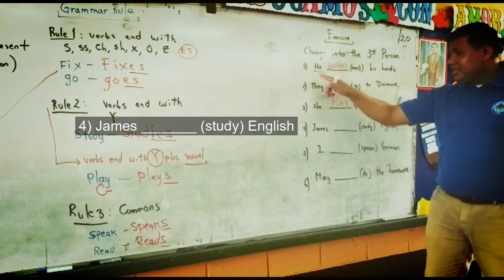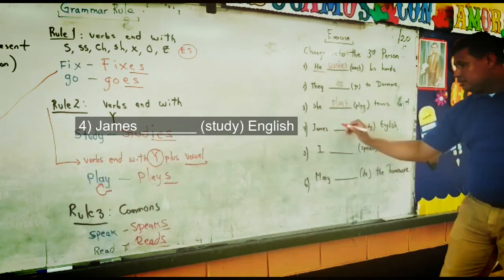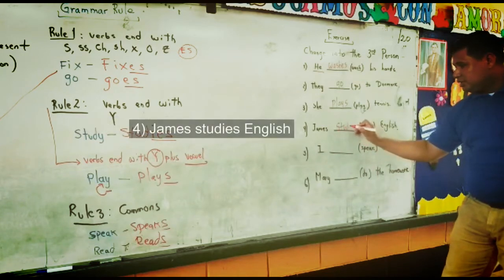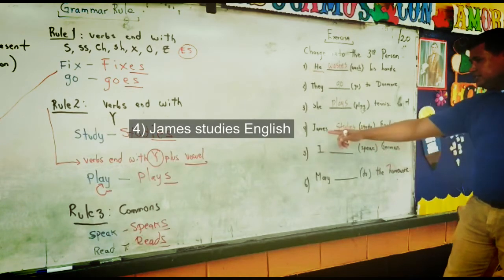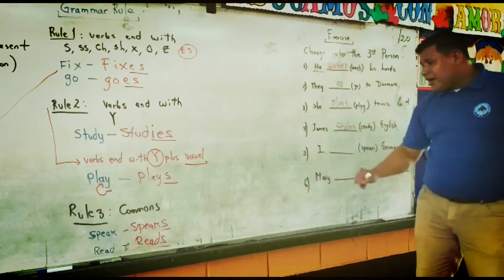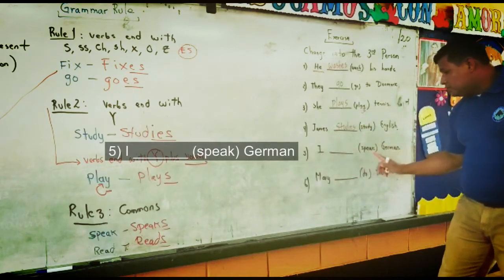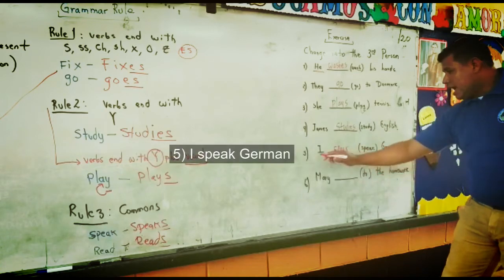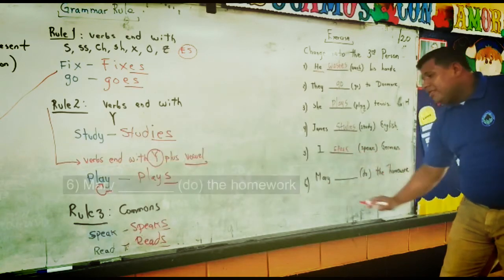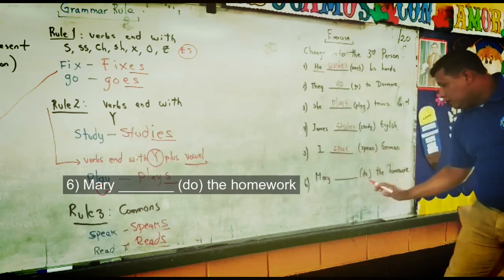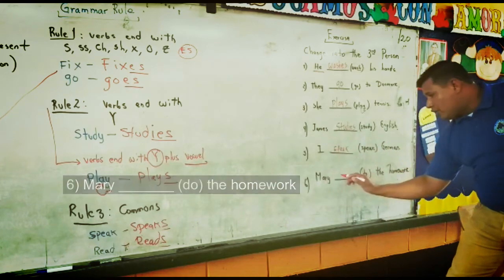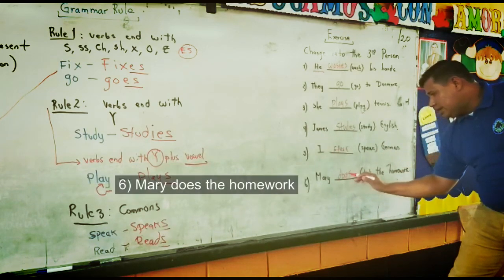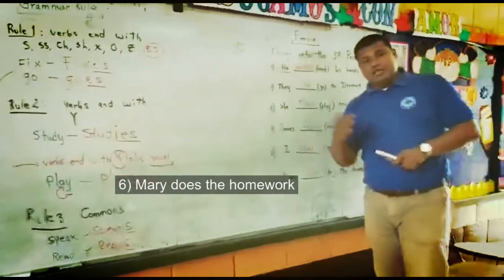James is the third person. James is like he. Study, we change: studies. James studies English. Number 5, I, it's not the third person. Speak, it's without S. I speak German. Mary, third person, it's like James, similar. Do, and with O, ES.